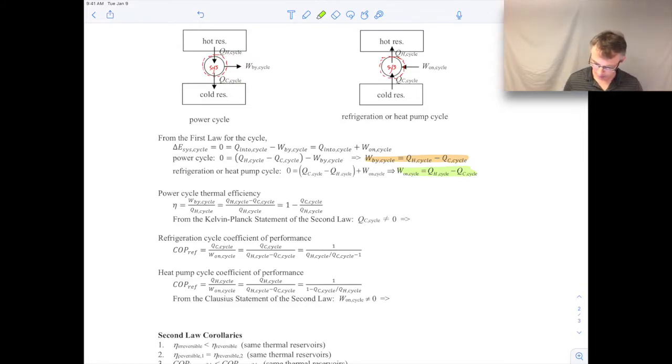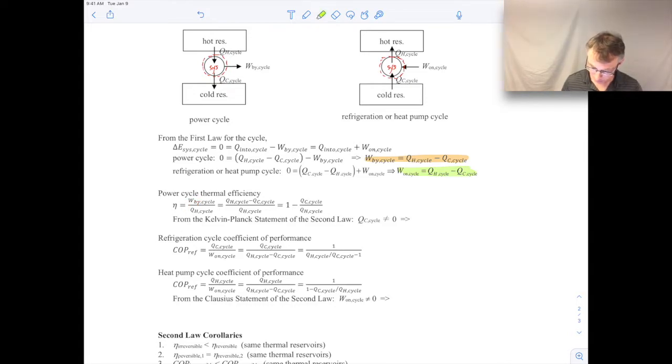So for a power cycle, we define a power cycle thermal efficiency in this way. It's the work we get out of the system over the cycle divided by the energy we have to put into it from the hot reservoir over the cycle. The reason we define it that way is because for a power cycle, what we want to maximize is the work we get out of it. That's the whole point of a power cycle. And the cost is the energy we have to put into our system. This would be like the energy we get from burning a fuel, for example. So we want to minimize that. So that's why we define it in this way.